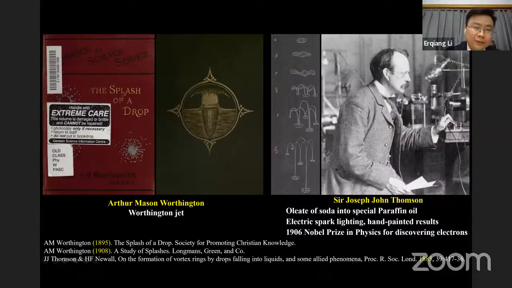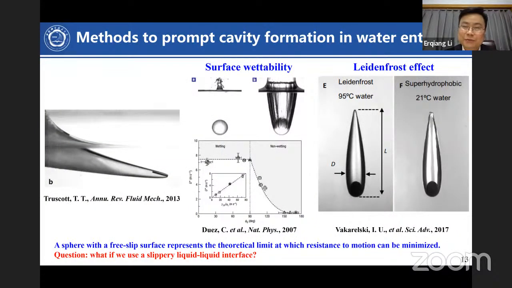Nowadays, another topic is to investigate how we can produce a cavity during the water entry problem. You may ask, you are talking about drop impact, but why do you now link to the water entry problem? I will later show that to me, these two problems are the same, especially if we investigate the early laminar evolution. So why do we care about cavity formation? This annual review paper from Professor Truscott is a very good example.